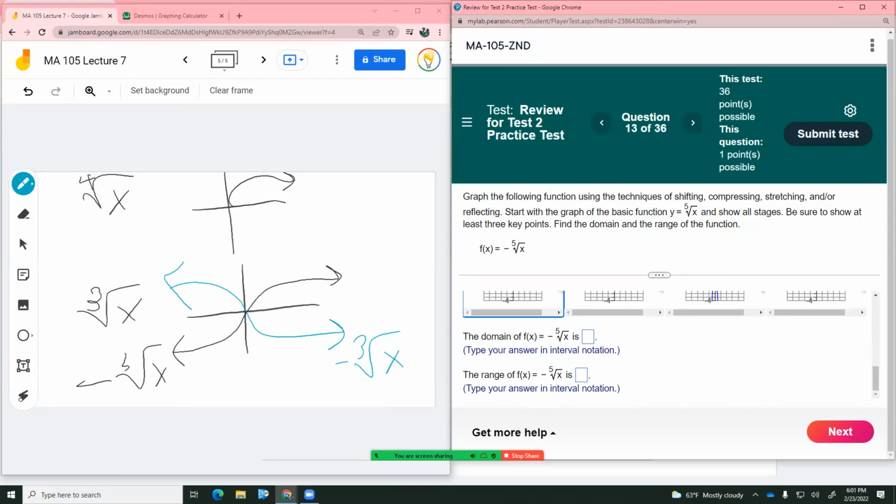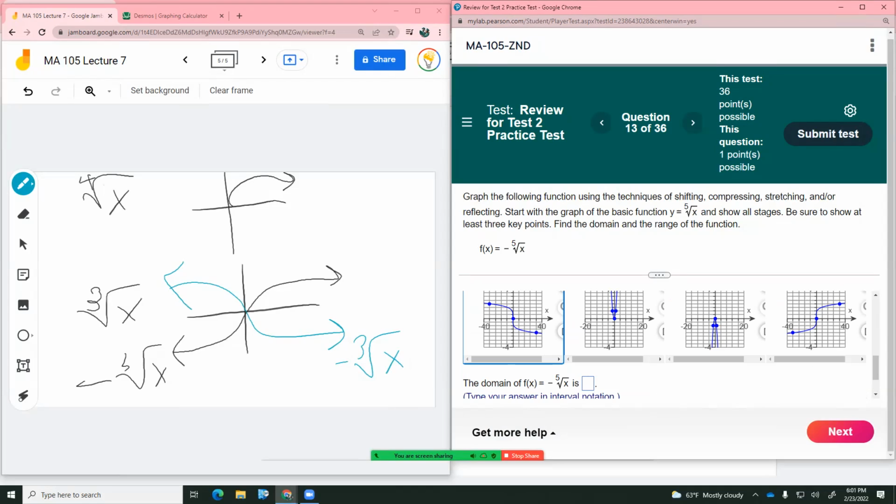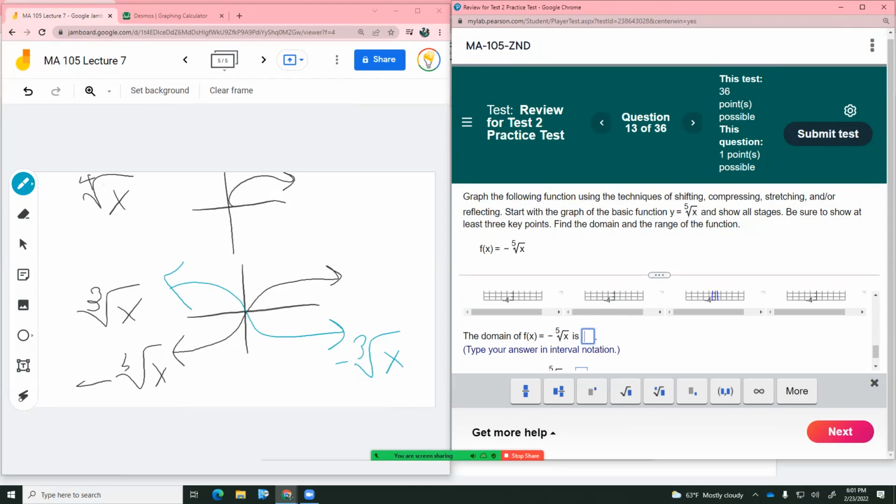Okay. So the domain is from negative infinity to infinity. You can go as far negative as you want because it's odd. Go as far up as you want because it's odd. Remember, if it's even, that's where you have the restriction. Same thing for the range. So once again, negative infinity to infinity.